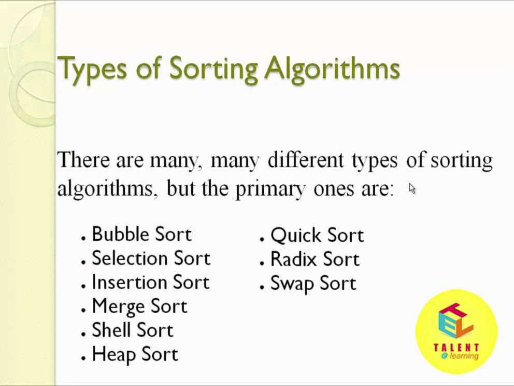Types of sorting algorithms. There are many different types of sorting algorithms, but the primary ones are bubble sort, selection sort, insertion sort, merge sort, shell sort, heap sort, quick sort, radix sort and swap sort.